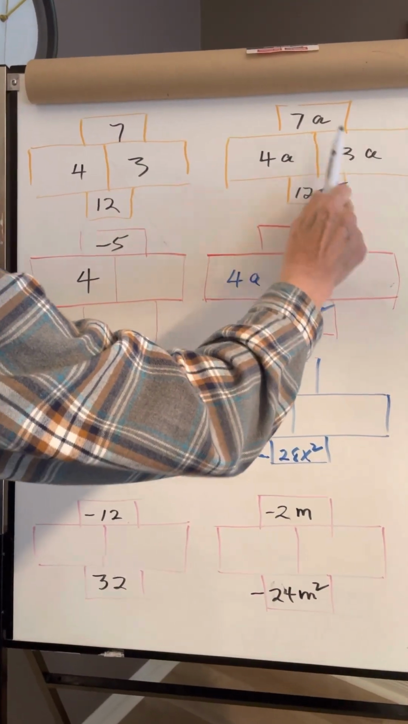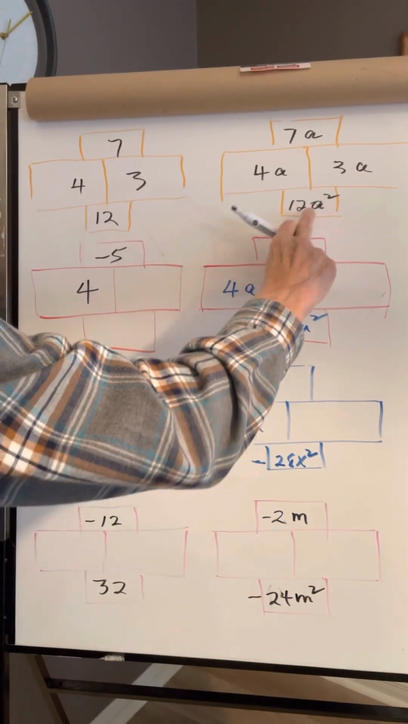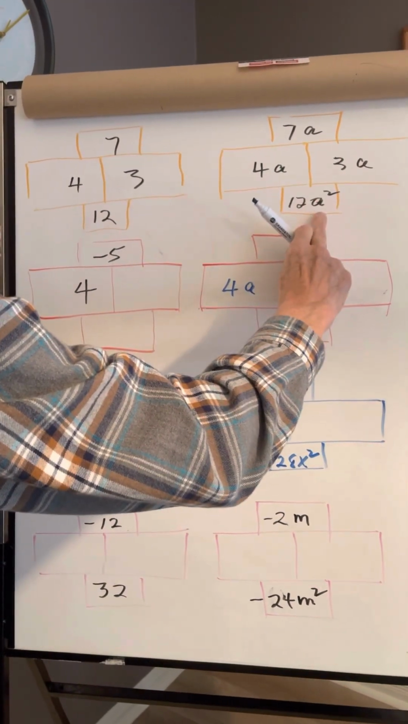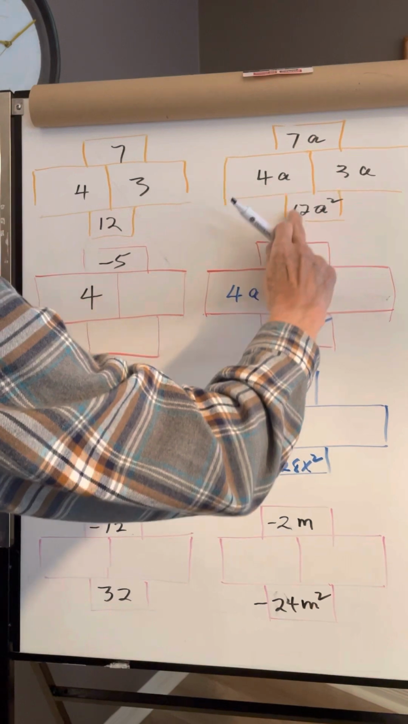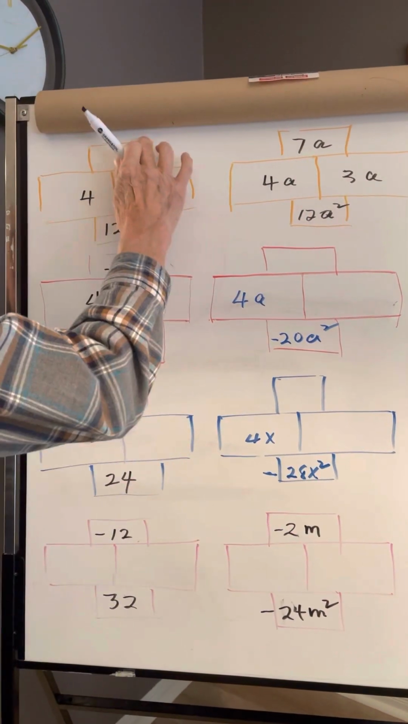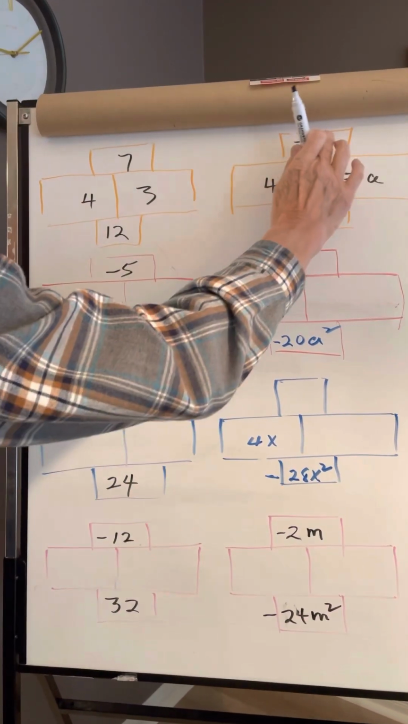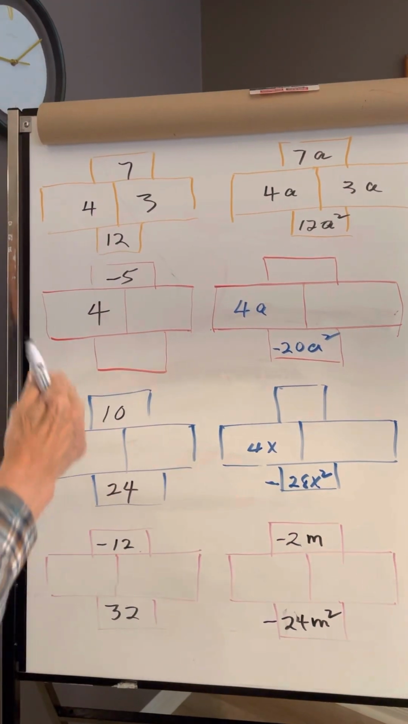So 4a and 3a is 7a. But when I multiply a times a, I get a squared. So 4 times 3 is 12a squared. Adding on the top, multiplying on the bottom. Adding and multiplying. So here we go.